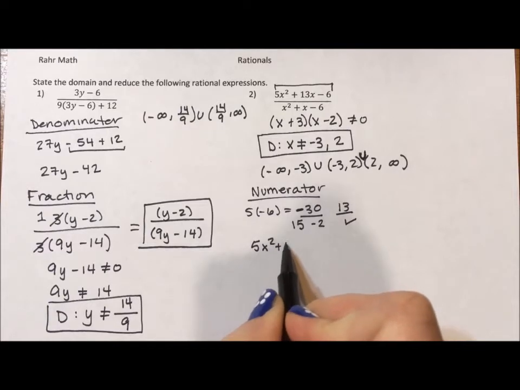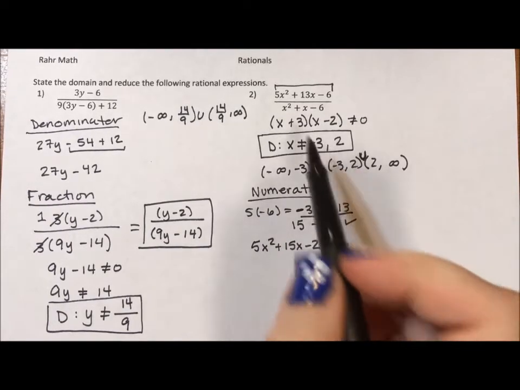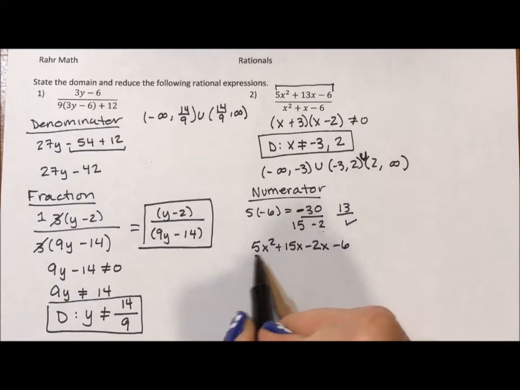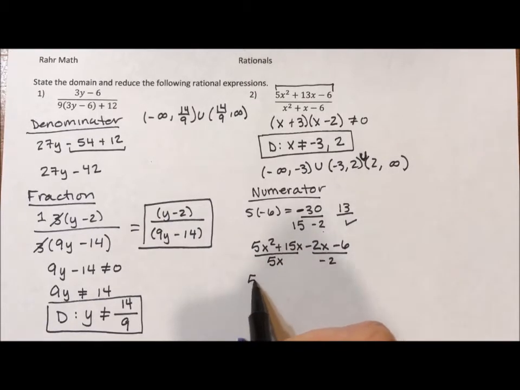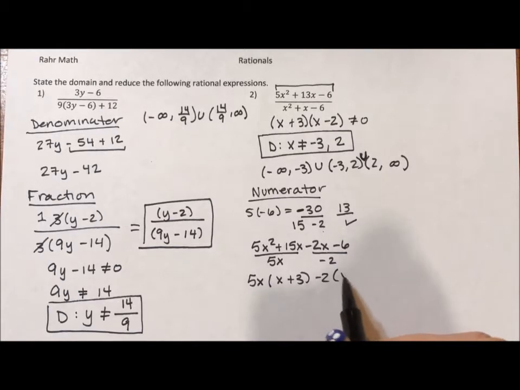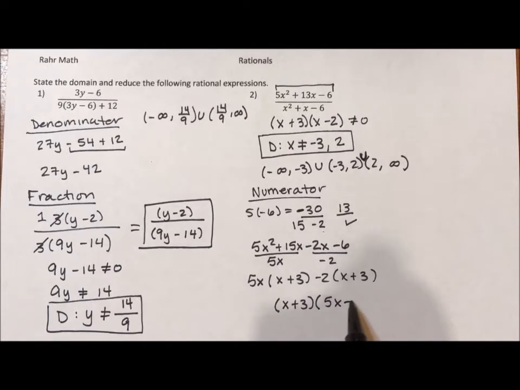5x squared plus 15x minus 2x minus 6. I just replaced the 13 with the two numbers that add up to 13. I can take a 5x out of the first two terms and a negative 2 out of the second. 5x times x plus 3 minus 2 times x plus 3. So my new fraction becomes x plus 3 times 5x minus 2. My denominator, we already factored, is x plus 3 times x minus 2.